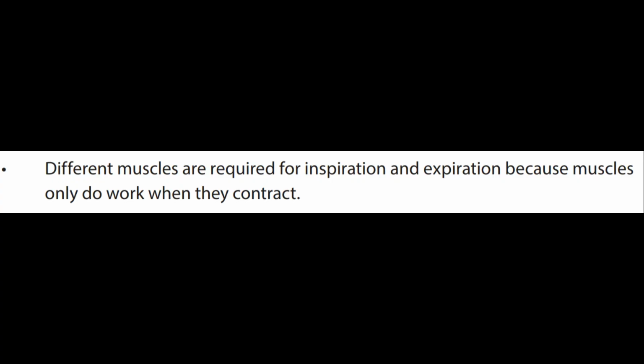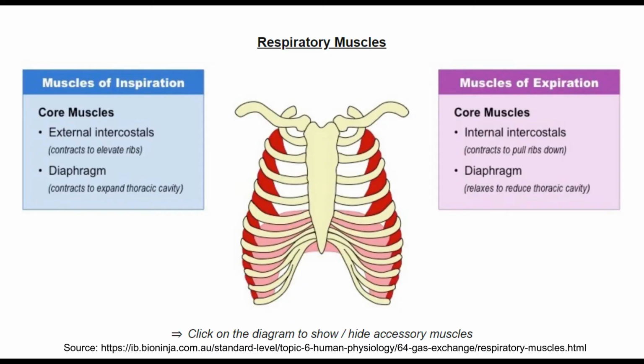Different muscles are required for inspiration and expiration because muscles only do work when they contract. The muscles used in inspiration are the diaphragm and the external intercostals. When inspiration happens, the diaphragm muscles contract, it flattens out, increasing the thorax volume. The external intercostals contract, pulling the ribs upwards and outwards, expanding the chest. In addition, there are additional muscles which help pull the ribs up and out.